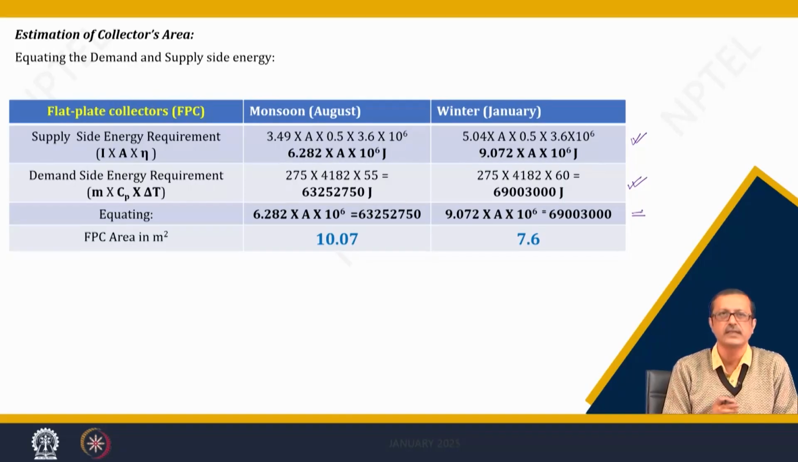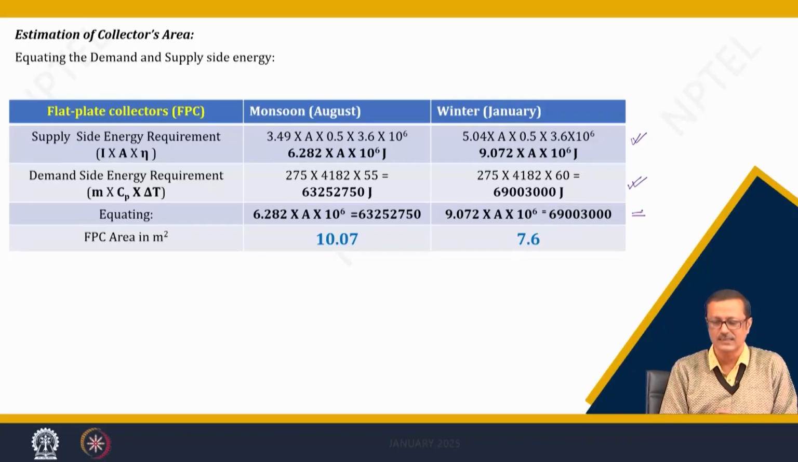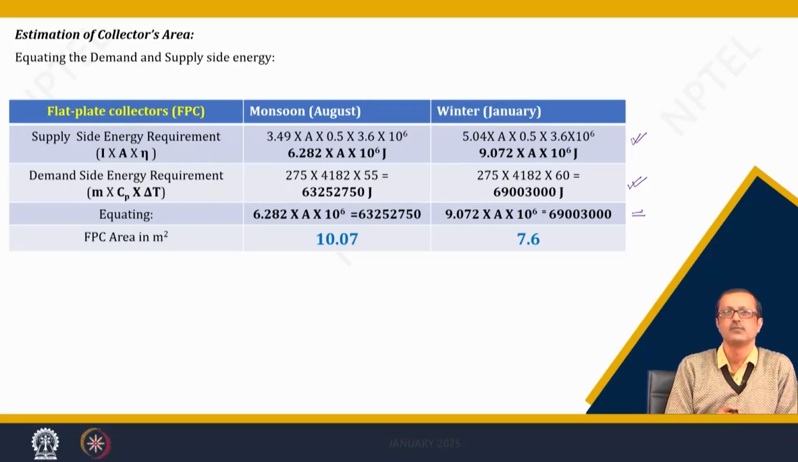I got the monsoon area. In monsoon time, if we want to harvest, you require almost 10 square meters of area, whereas in winter a little less area is required, 7.6. Please remember, in winter solar radiation is higher, 5.04, and in monsoon it is lower, 3.49, and that is actually playing the role. Of course, you may say that in monsoon the ambient temperature of the water is higher, whereas in winter it is low, but still what you see is that in winter you require less area, and in monsoon you require more area.